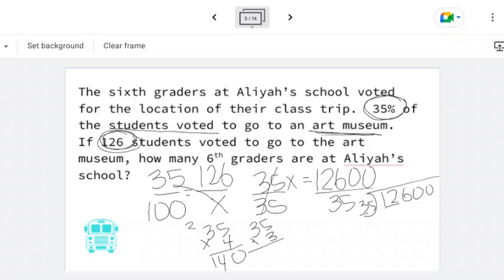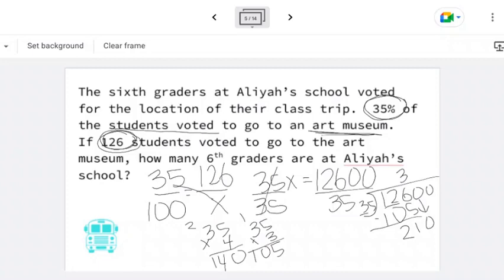So 35 times 3: 3 times 5 is 15, 3 times 3 is 9, plus 1 more that we carried is 10. So it's going to go 3 times, which is 105. 6 minus 5 is 1. 2 minus 0 is 2. And bring down that 10.